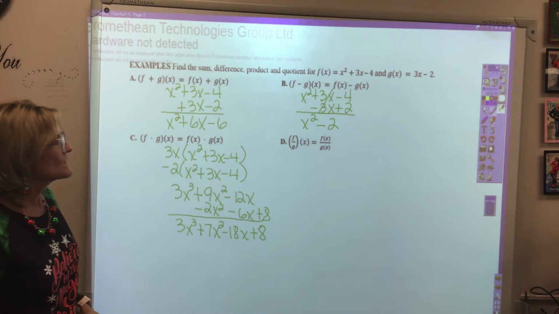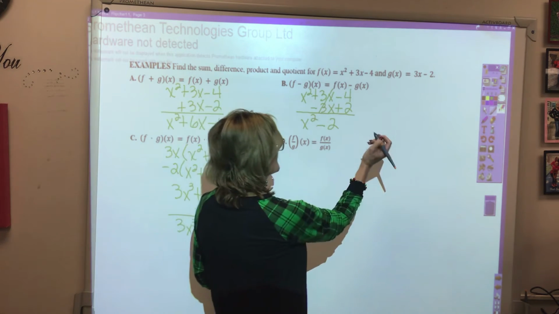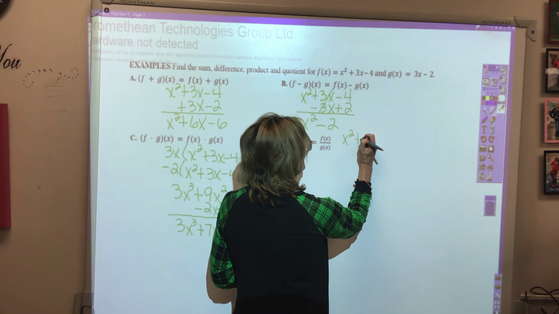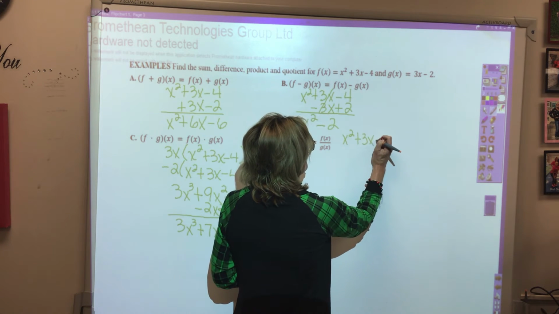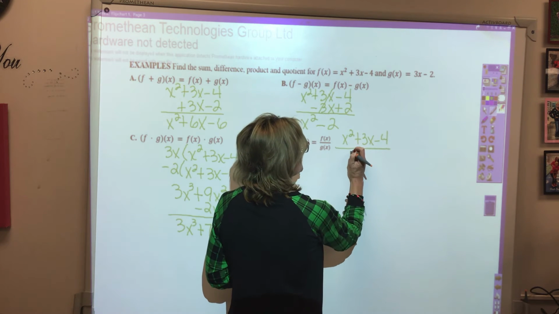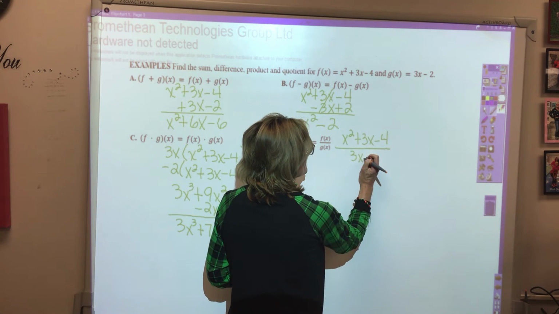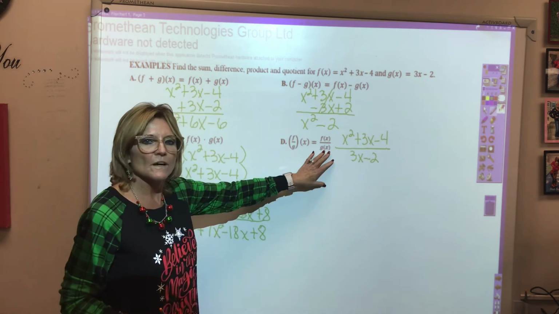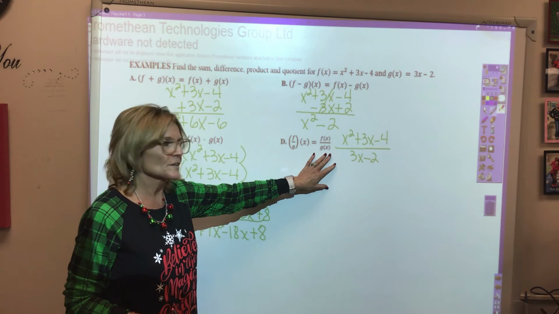And then for the quotient of the functions, just simply write in the numerator x squared plus 3x minus 4. In the denominator, write 3x minus 2. And that's how the quotient of the functions would look.